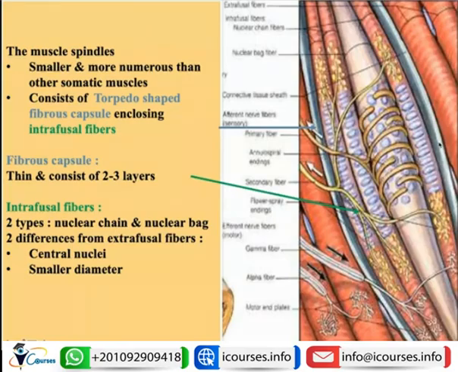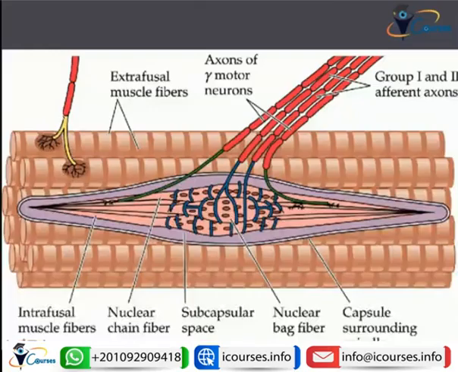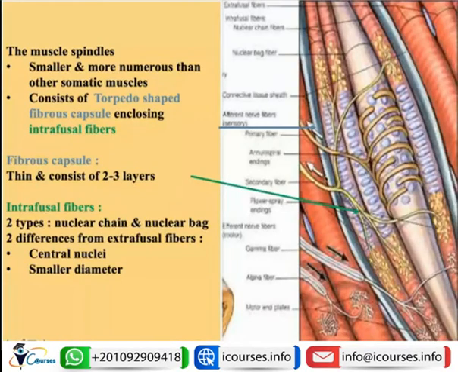So this is the fibrous capsule, like the shape of a torpedo. And this torpedo-shaped fibrous capsule is enclosing intrafusal muscle fibers. So the muscle fibers within the capsule are called intrafusal fibers. So are there any muscle fibers outside the capsule? As you can see, yes. The answer is yes. So there are intrafusal fibers and extrafusal fibers.